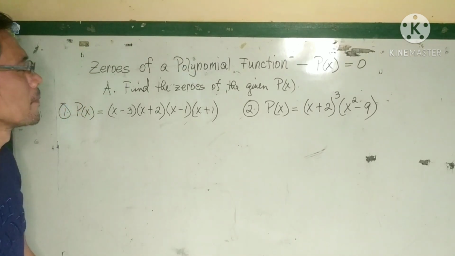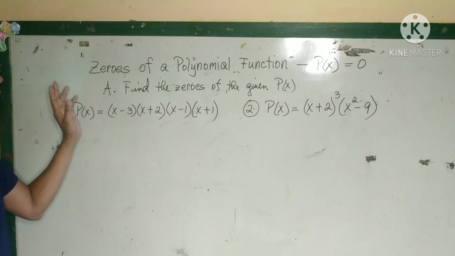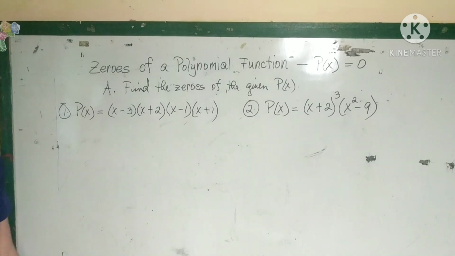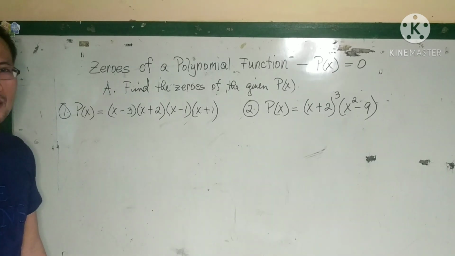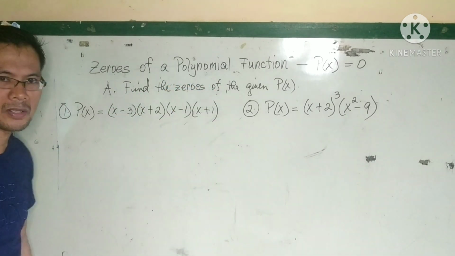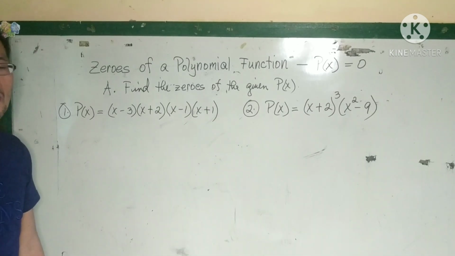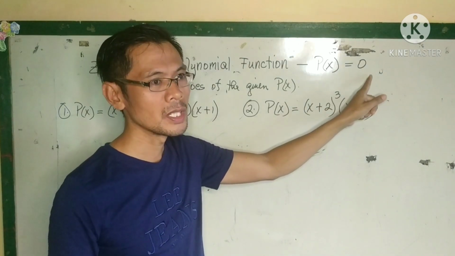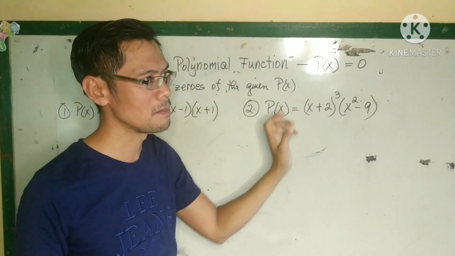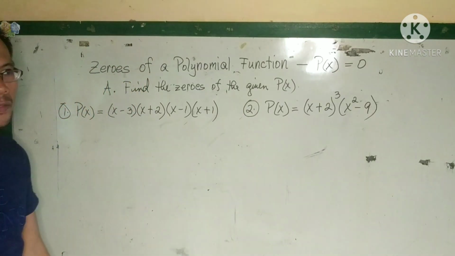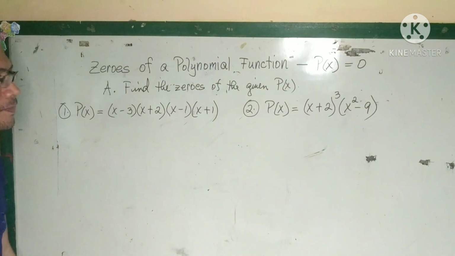Our topic for today is all about zeros of a polynomial function. So what are these zeros of a polynomial function? When we speak of zeros of the given p of x or polynomial function, it is simply the value of x that will make the polynomial equal to 0. That is, p of x is equal to 0. Whatever value of x makes your polynomial equal to 0, that is what we call the zero of that polynomial function.